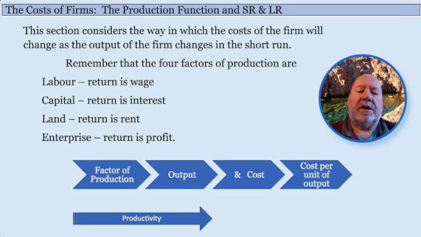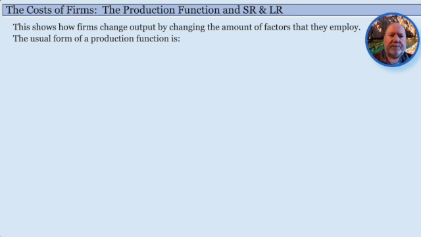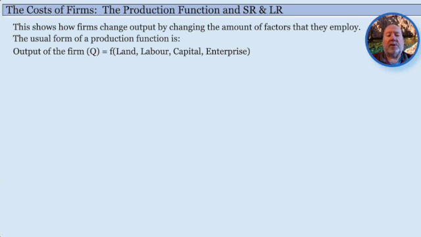So the costs of firms, the production function simply is how do we change the output by changing the amount of factors that the firm will employ. And the usual form of a production function is the output is some function of the amount of land and labour and capital and enterprise. Now, you've got to make sure that you don't confuse the production, which is the output of the firm, and the productivity, which is the output per unit of one of those things: capital, labour, etc.